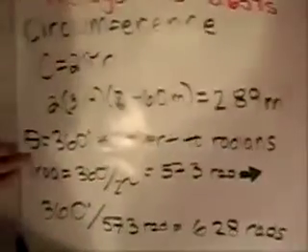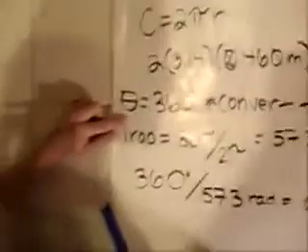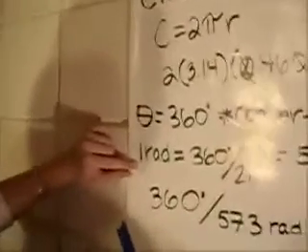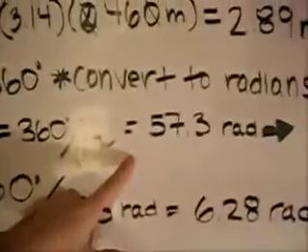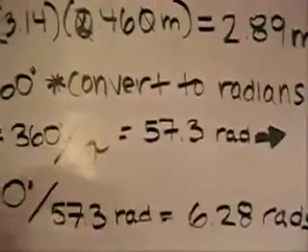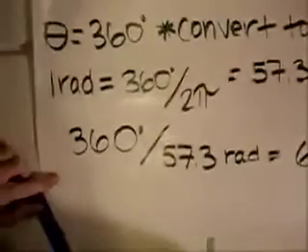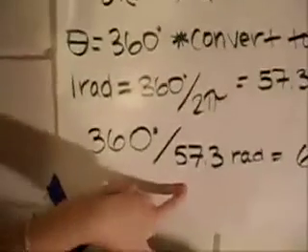And then after that, you take theta, which was 360 degrees, and you have to convert that to radians. So 1 radian is equal to 360 degrees over 2 pi, and that's equal to 57.3 degrees. So you have to divide 360 by 57.3, and that ends up equaling 6.28 radians.